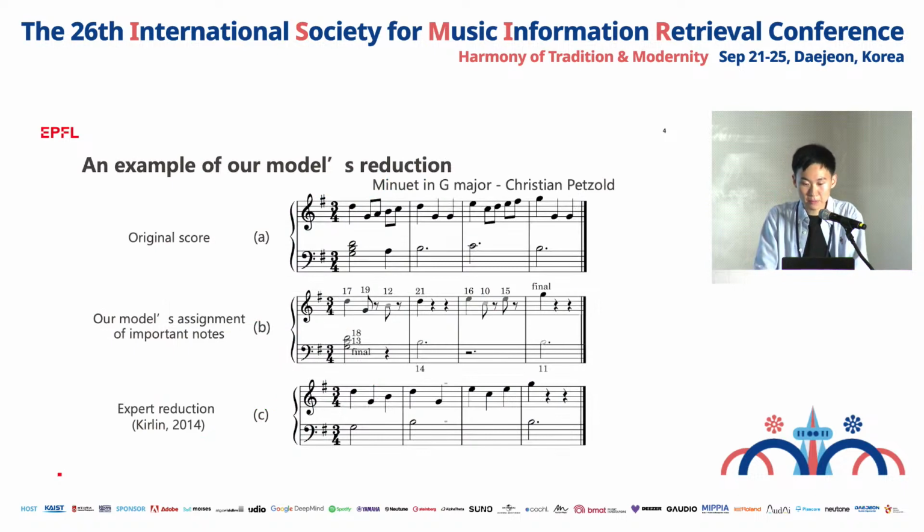And here's an example of our model's results. A is the original score, and in B, we visualize the top 50% of the nodes that our model identifies as important, and C is the expert reduction. We can see that both reductions converge on a very similar skeleton. The passing nodes are removed, and the strong beats are emphasized. In the poster session, we will show more examples of the model's reduction.